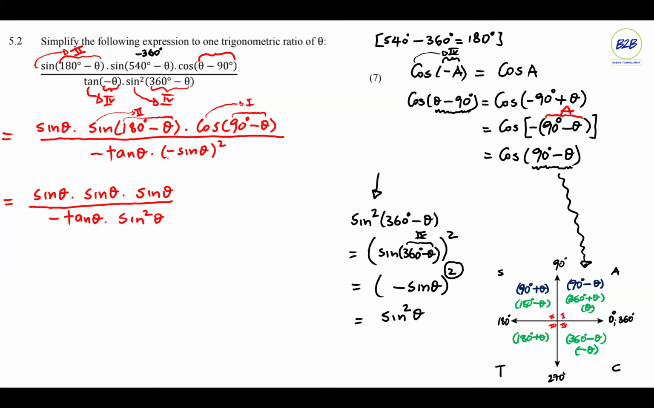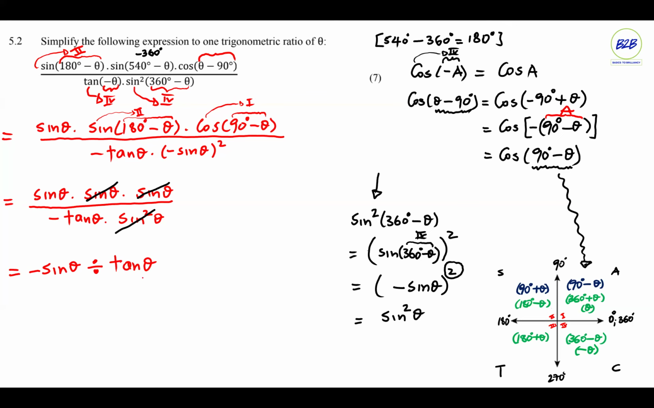negative tan theta times sine squared theta. What happened to that negative now? It was neutralized by that square. Really important. So the sine squared in the denominator will cancel with this sine and cancel with that sine. So what are we left with, therefore? We are then left with negative sine theta divided by tan theta. Why do I change now the division line into a division sign?